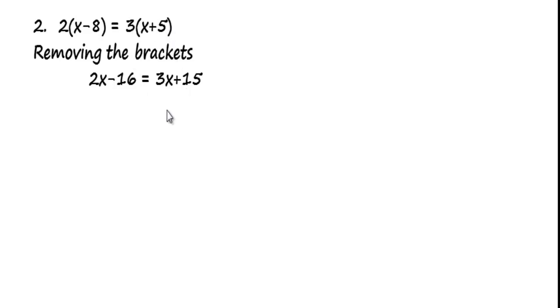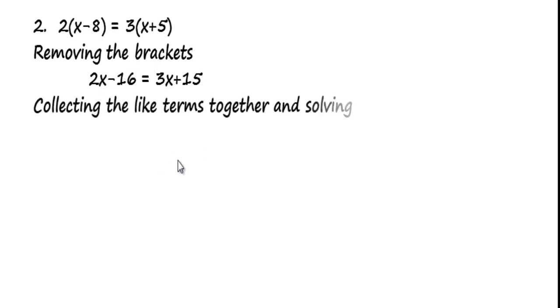Are you following now? Now you can collect the like terms. That means you are going to bring 3x to 2x, and you are going to bring minus 16 to 15, collecting the like terms together and solving together. You know 16 is already minus 16, and when you carry 15 across the equal sign, it's going to turn to minus 15. And 3x is already on the other side, and you want to move 2x to the other side. It's now going to turn to minus 2x. That is what we see now.